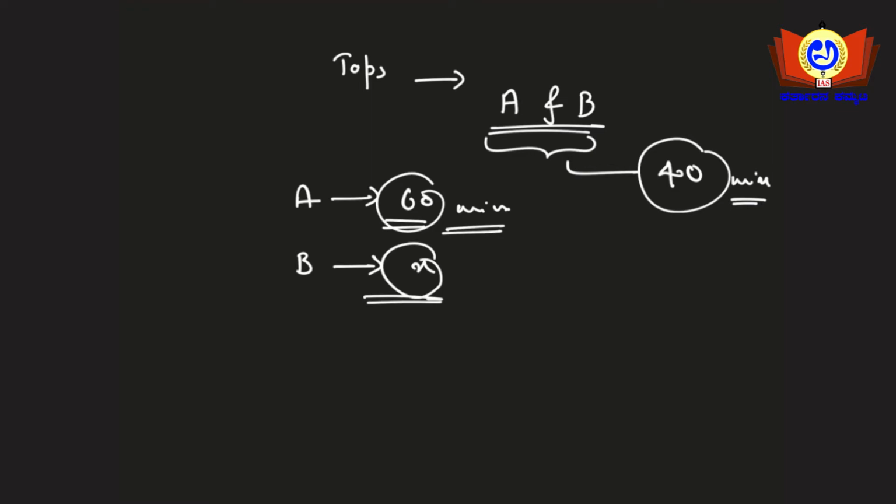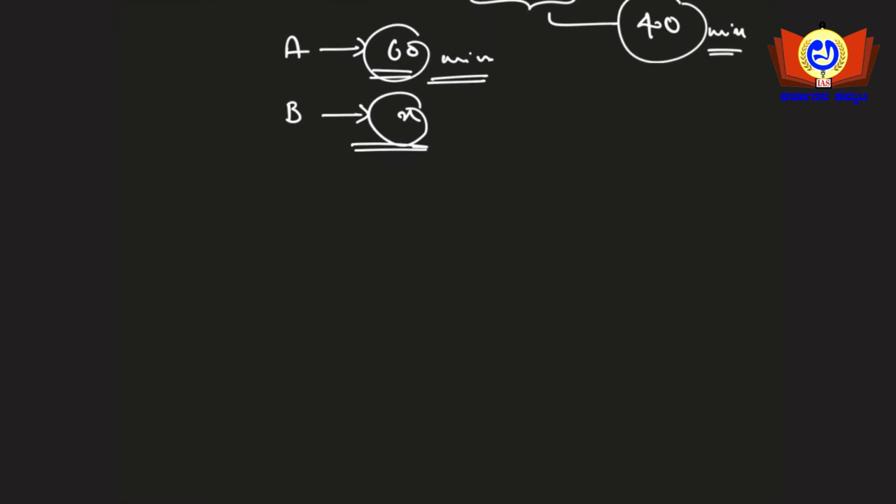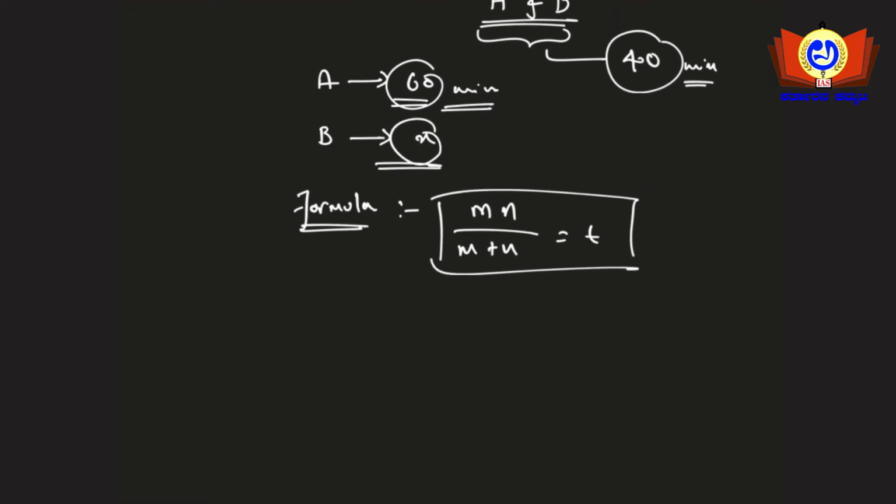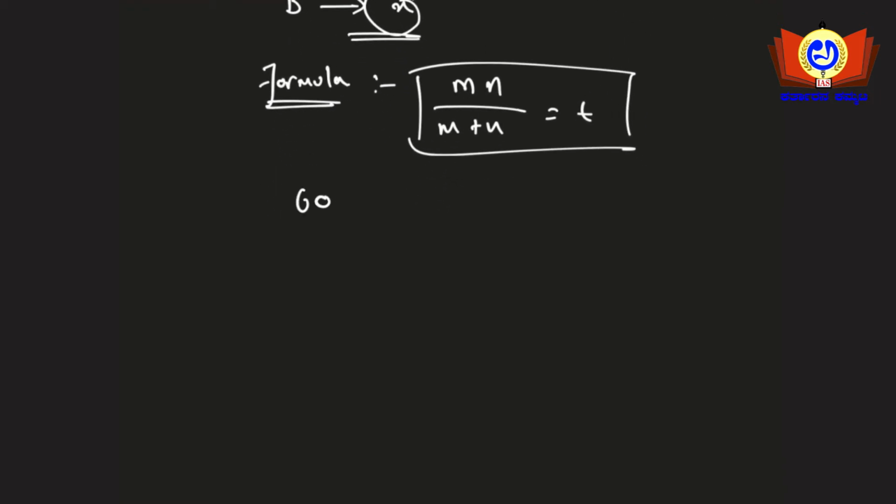So there are two methods to solve this problem. One is the formula method, another is the conventional method. The formula method was discussed in the previous video, so I request you to watch it. So what's the formula here? M into N by M plus N equals the total time taken, T. So 60 into X by 60 plus X equals 40 minutes.